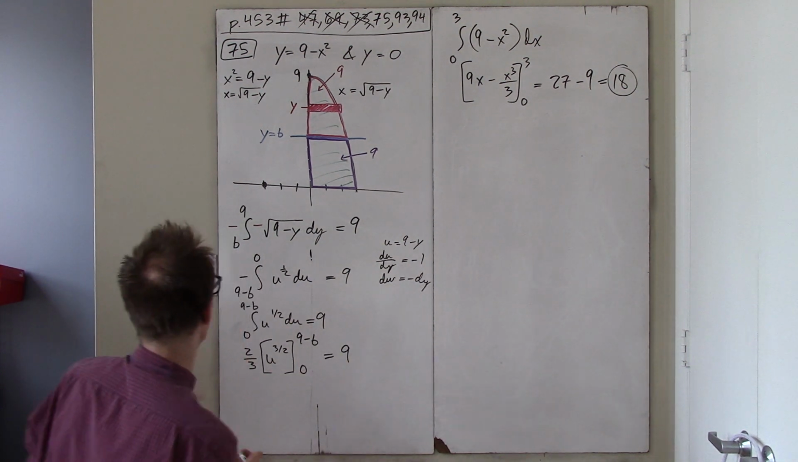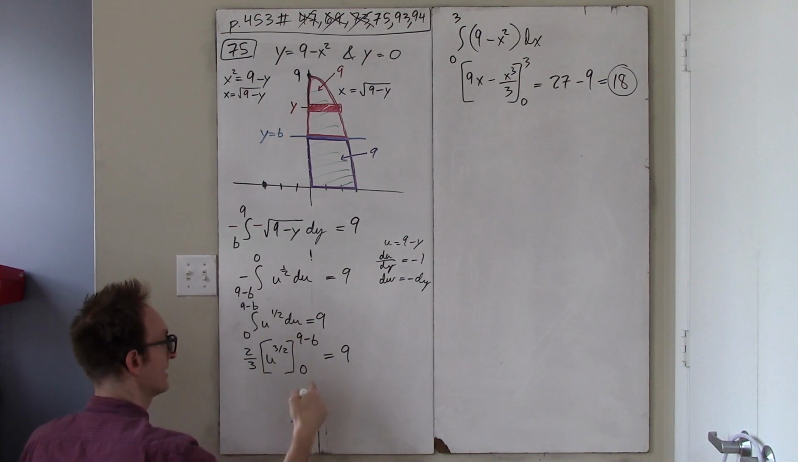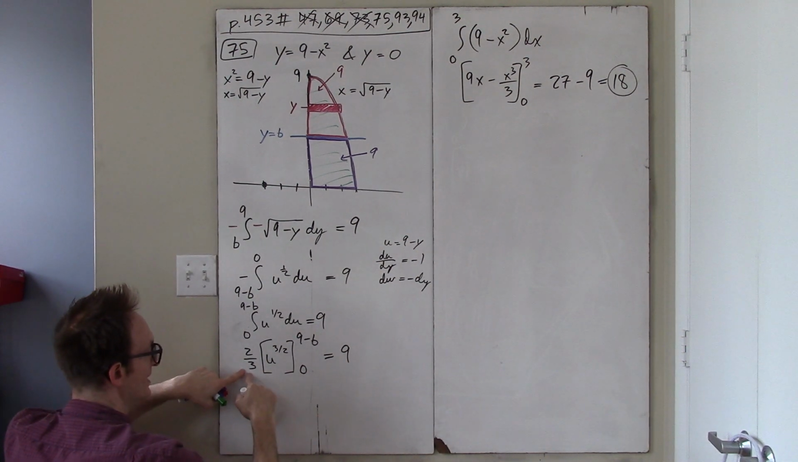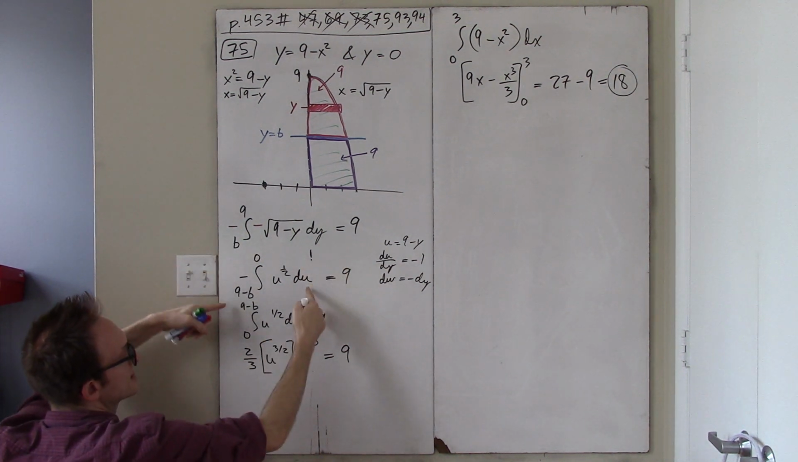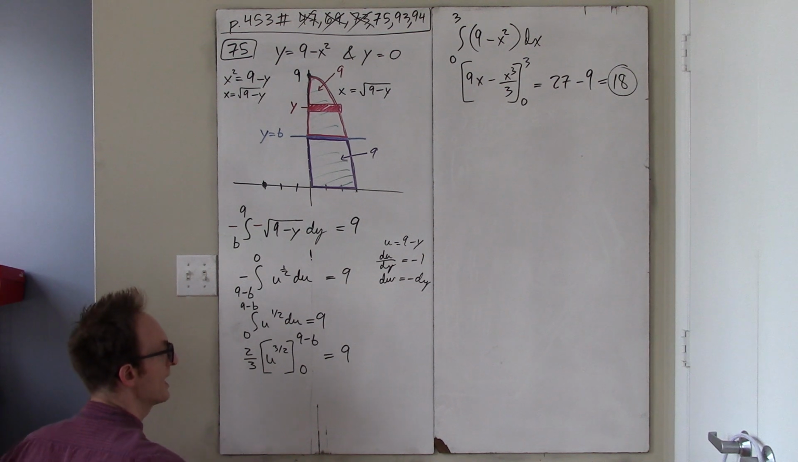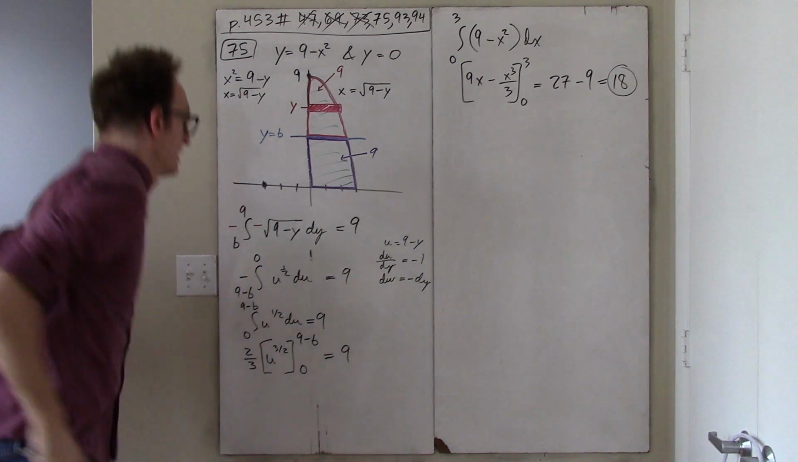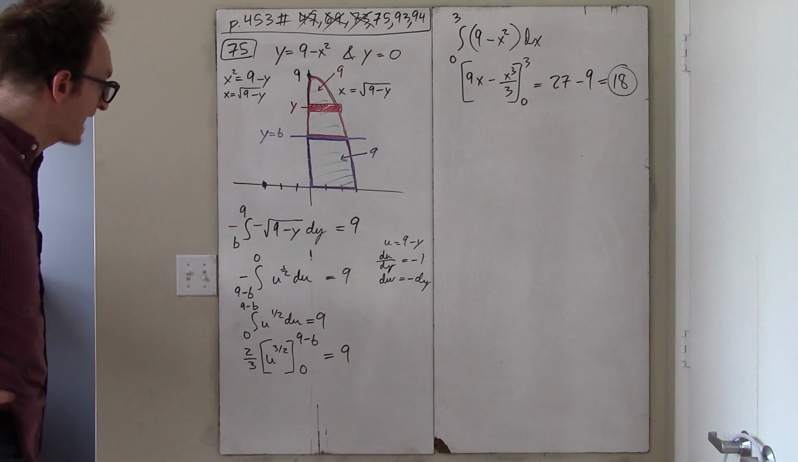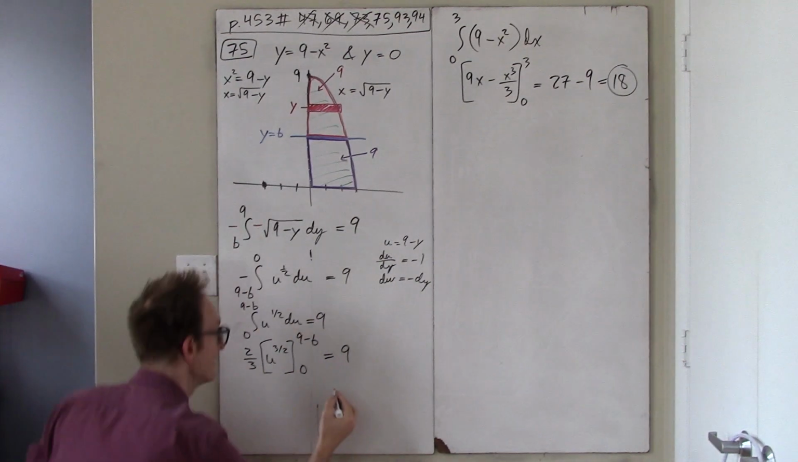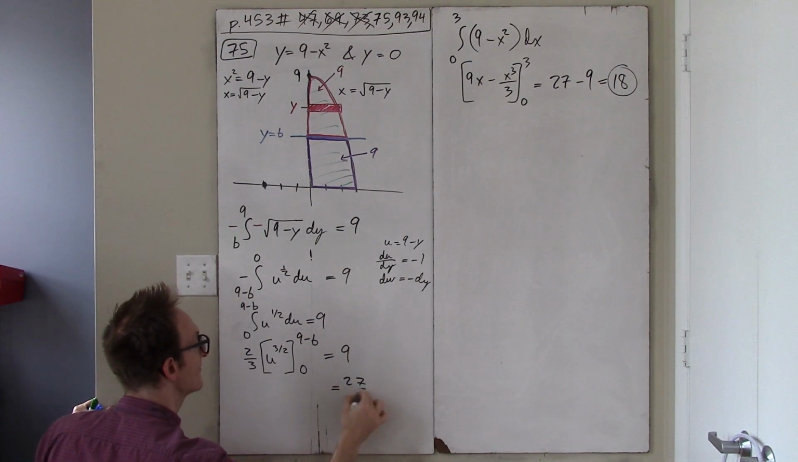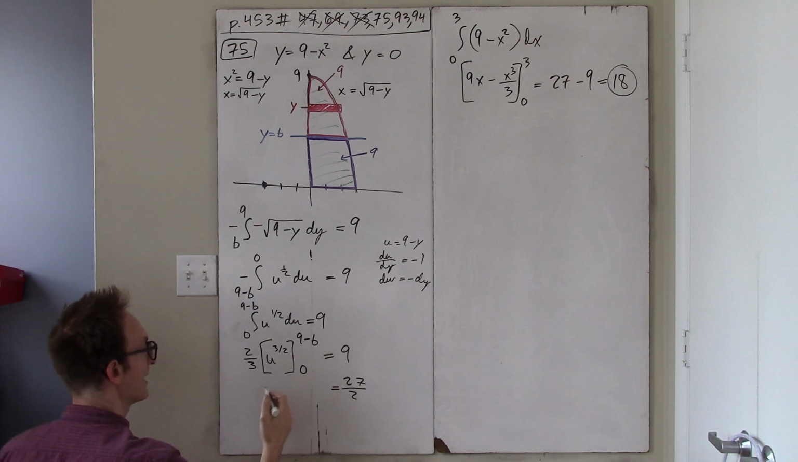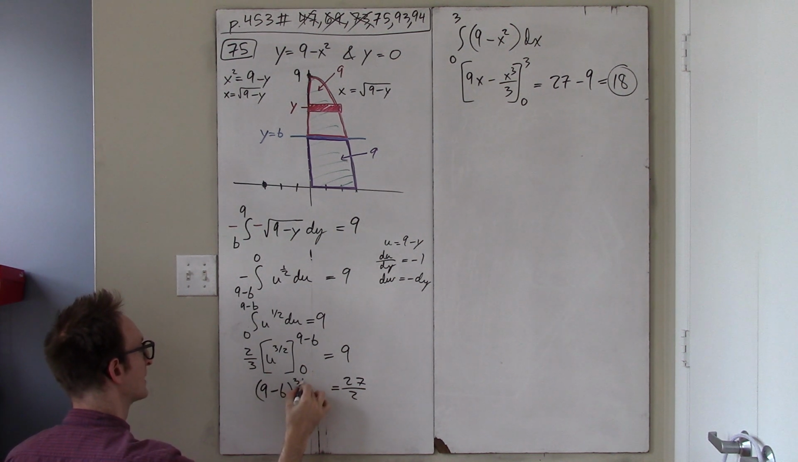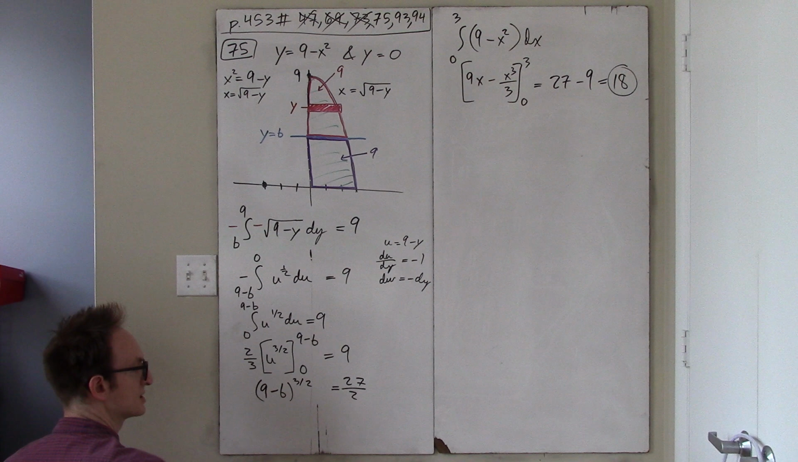Okay, so let's see, I'm running out of space, so I want to finish this. Let's multiply both sides of this equation by 3/2. I think this is clear, right? Here I'm just doing the integral carefully with the substitution, and now I'm finishing off. On the right hand side I get 27/2, but over here I just get 9 minus b to the 3/2, because when u is 0, that's just 0.